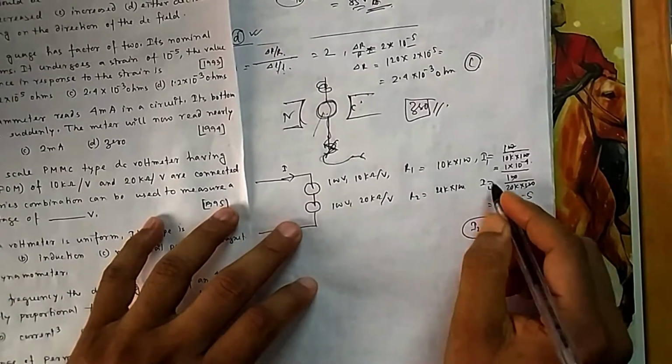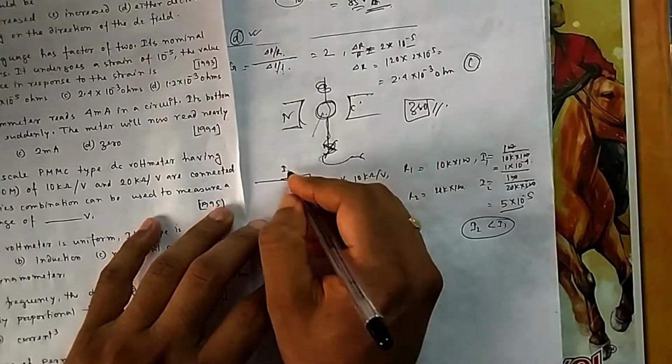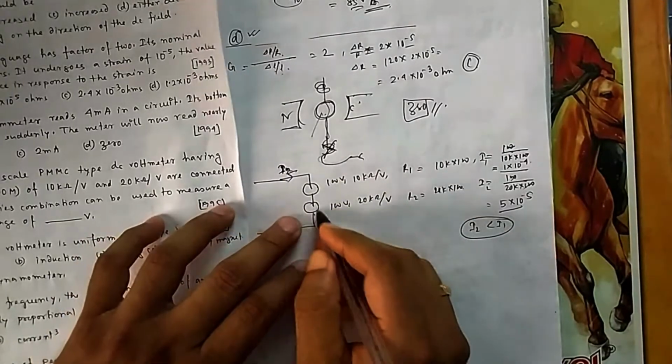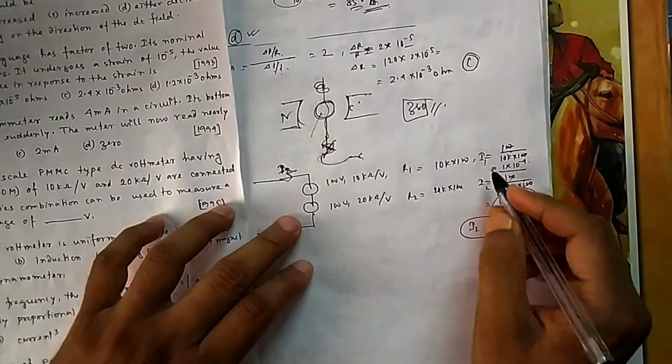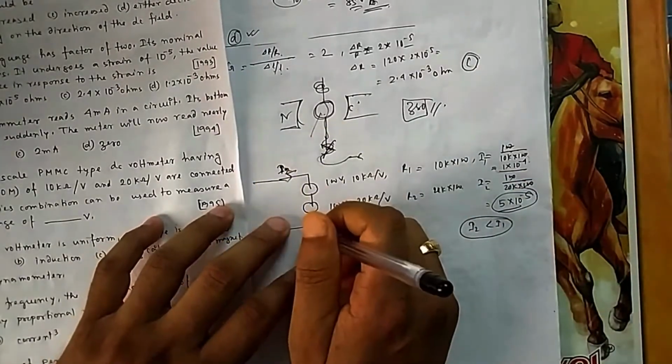So it can take maximum this much current. So you cannot give more than I2 current through this one. Whichever is the smallest, that will come. So I2 can flow here. Because if you flow I1, then this will burn, because this cannot take a maximum current of this much. It can take maximum 5 into 10 to the minus 5. So you cannot push more current here.